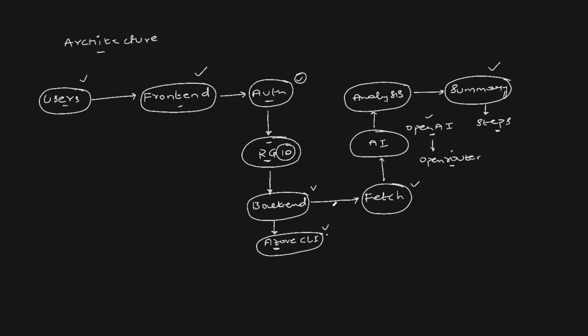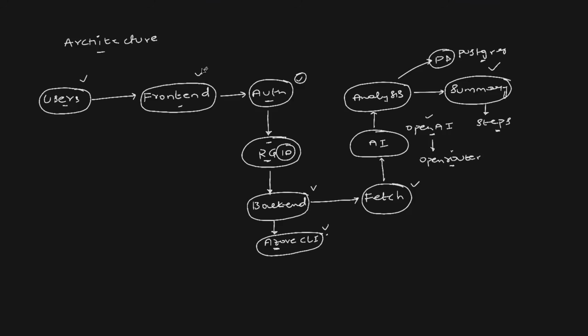Again, the same path. Information is stored within the database. This analysis is stored within the Postgres database, and from the database, the backend fetches the information and shows it back to the user. This is what happens end to end in the agent application that we are going to build.